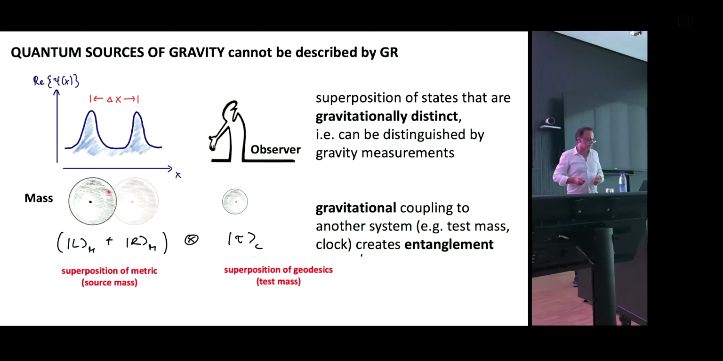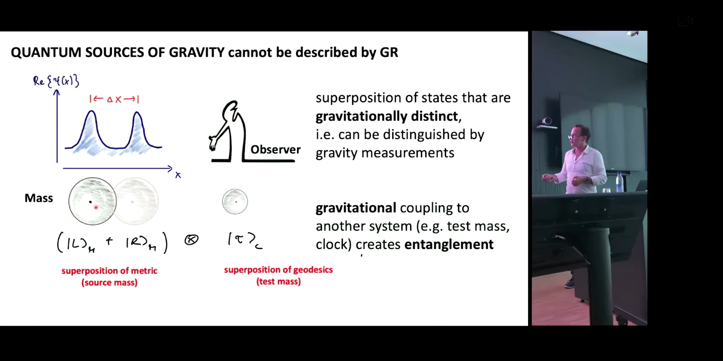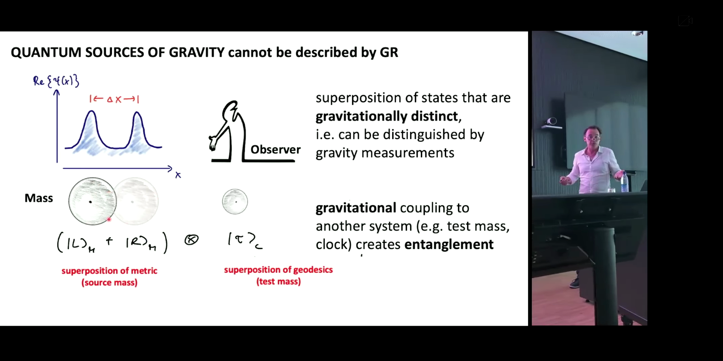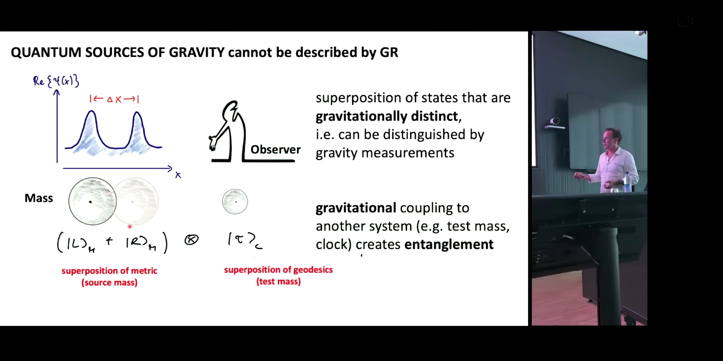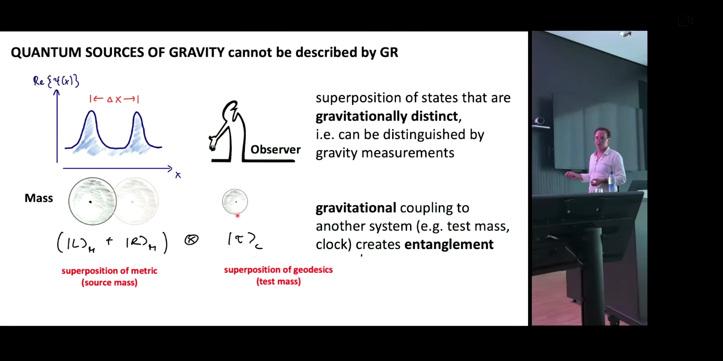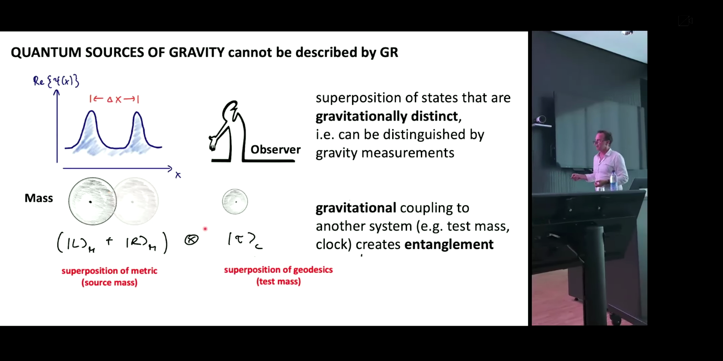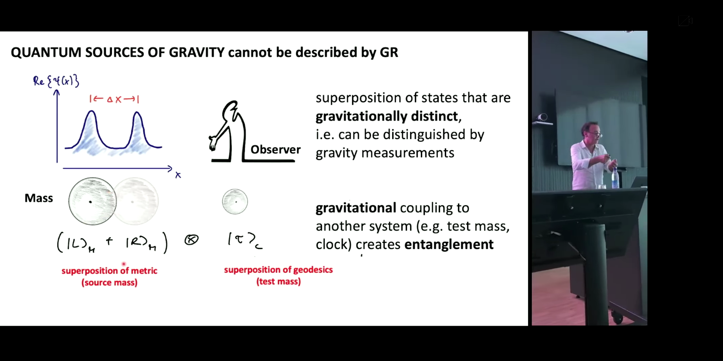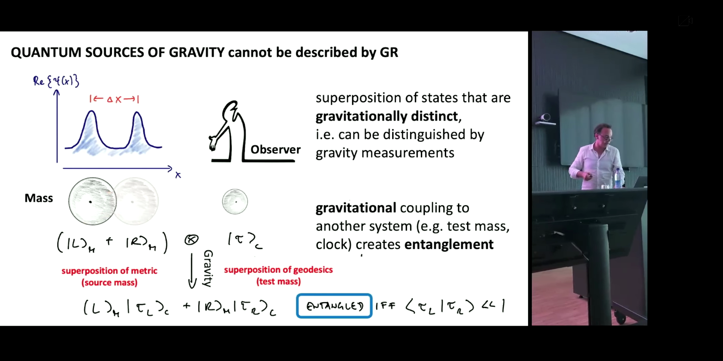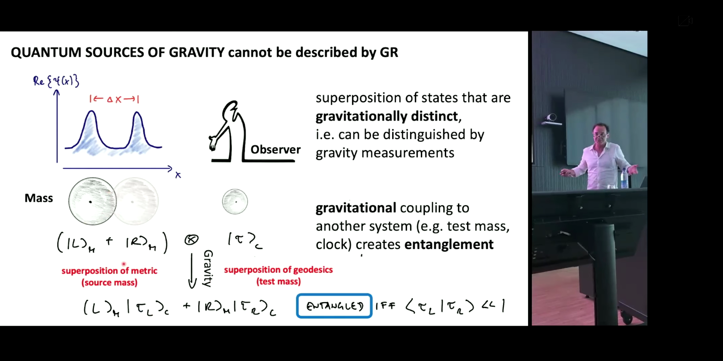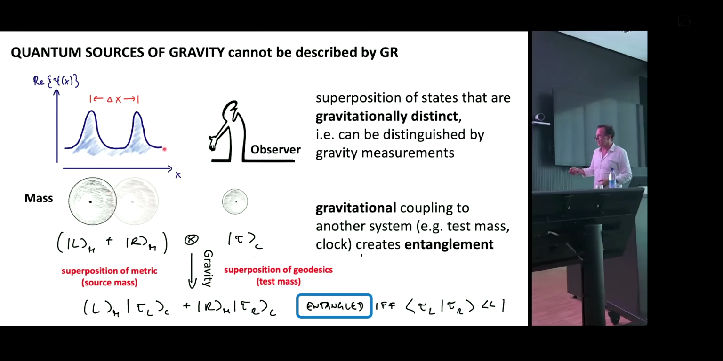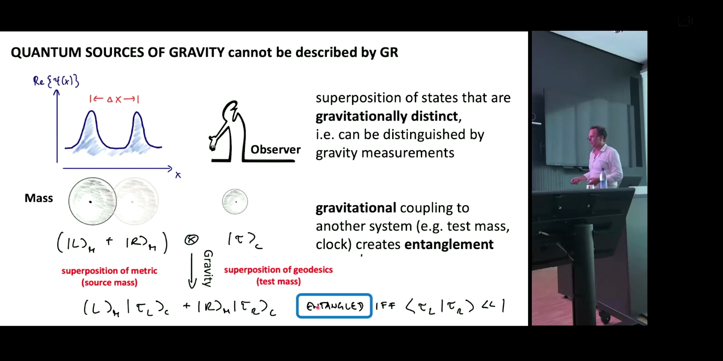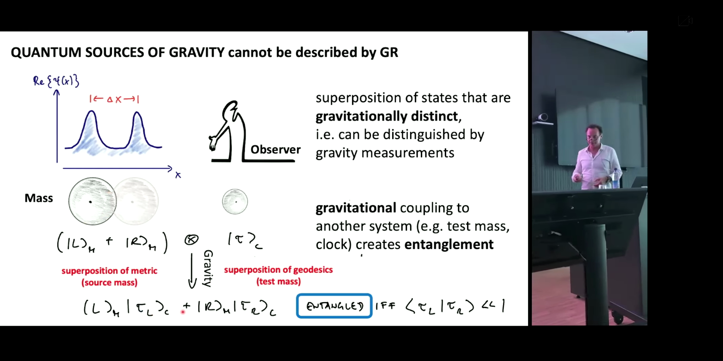Now, the next thing that we do is we want to test whether we do have a superposition of the gravitational field, of the metric. How do we do that? Well, there's a simple test. You take a test particle, a mass or a clock. The point is that your source mass produces a superposition of the metric. The test mass sees, as a consequence, a superposition of geodesics. So in the time evolution, what happens is that the two systems become entangled through the gravitational interaction. It's as simple as that. So if the two states of the test mass become distinguishable after some time, then this overall state is entangled.